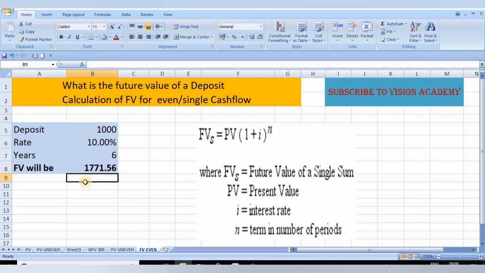So your required result is 1771.56. If you made a deposit today, 1000 rupees at 10% rate of return for 6 years, after 6 years when it matures, you are going to receive 1772 rupees.